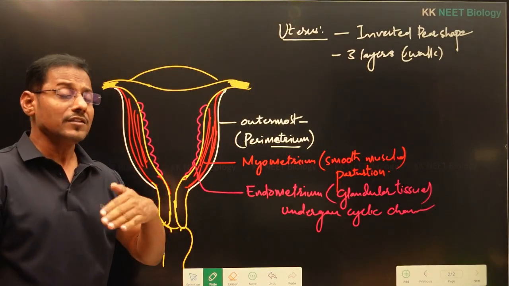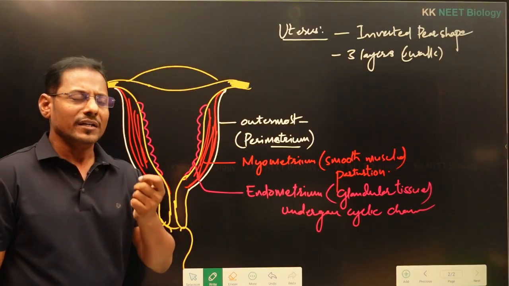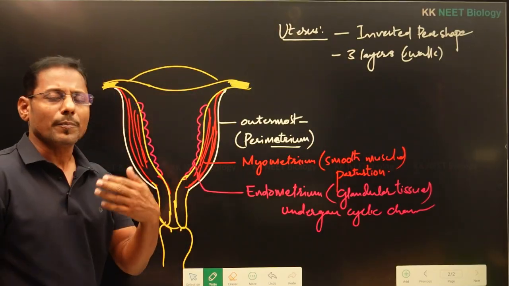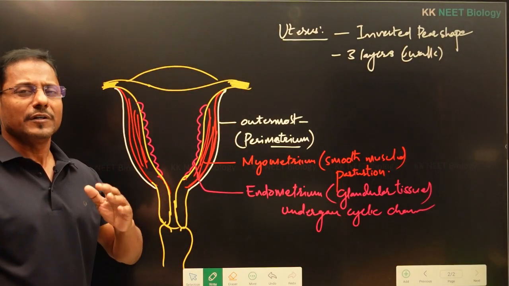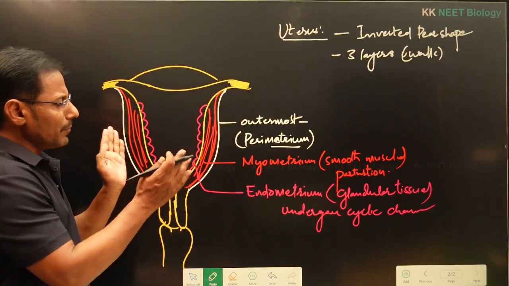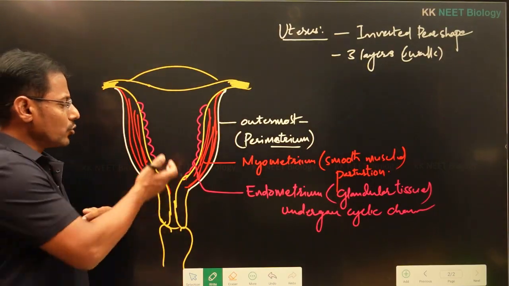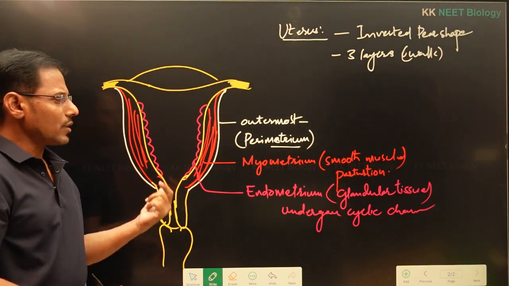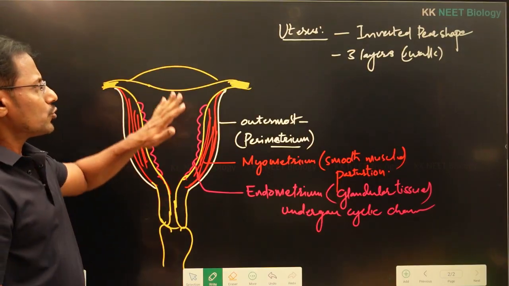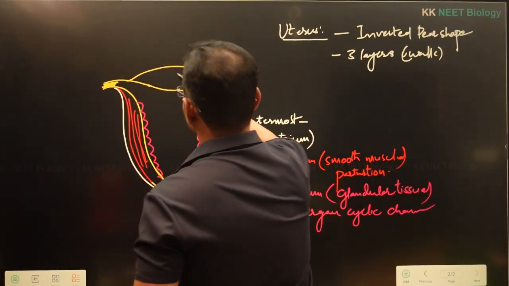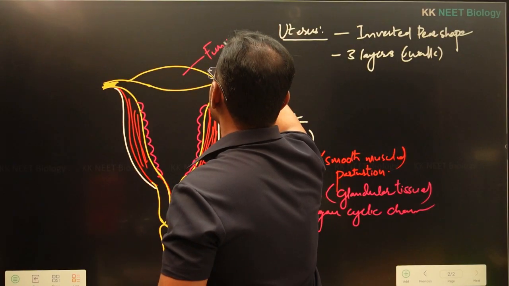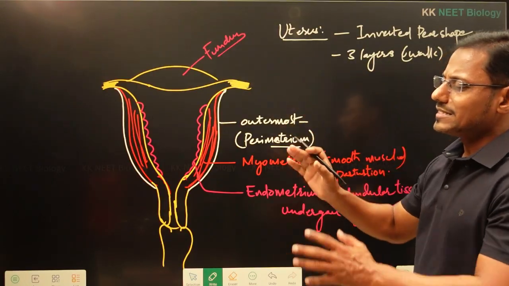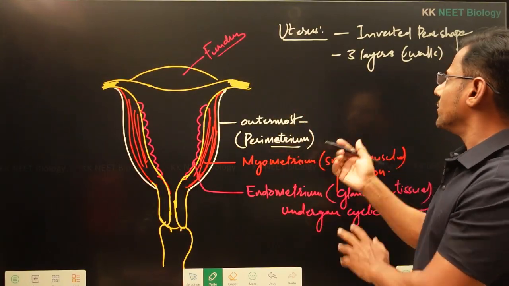So when fertilization takes place, this endometrium is going to provide so many nutrients and space, everything to the developing embryo. So if the fertilization doesn't take place, this endometrium is going to completely shed off from the walls of the uterus and goes out through the birth canal. So we know that this is the menstrual cycle. This is the fundus of the uterus, right? Uterus is a pear shaped, so inverted pear shaped structure.